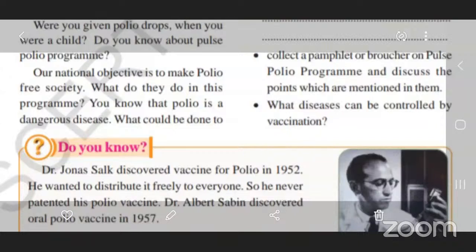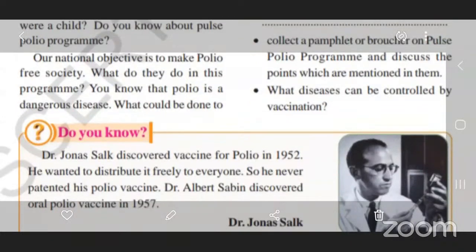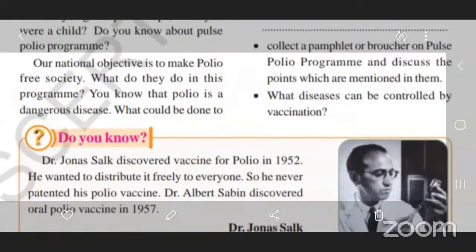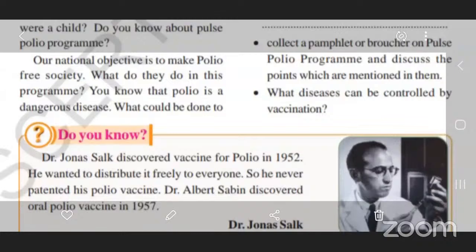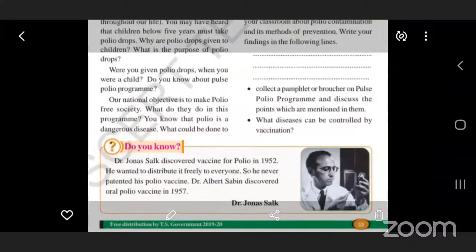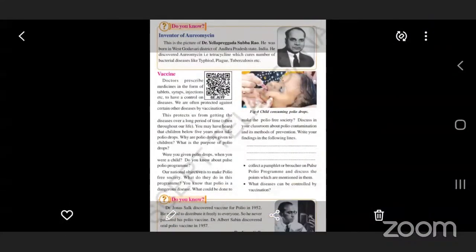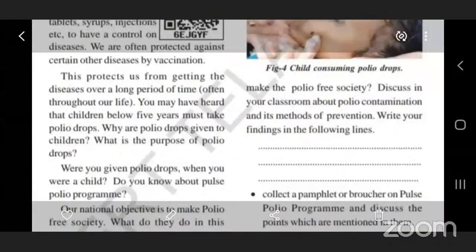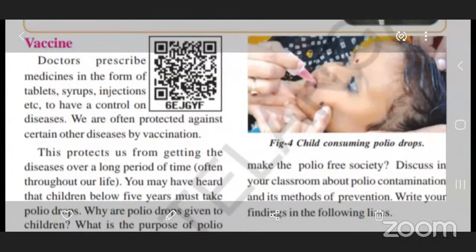What do they do in this program? Yes, they give polio drops. The children consume the polio drops, so that they can be protected from diseases like polio. You know that polio is a dangerous disease. Yes, exactly, very dangerous. What could be done to make a polio free society?